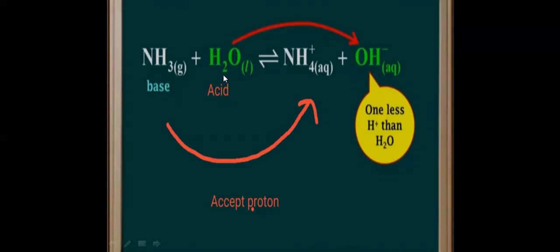And in this case, water transfers, or donates, a proton. You can see this hydroxyl ion has one hydrogen less than water. It means it donates one of its hydrogen ions. So water, as it donates a proton, according to the Lowry and Bronsted concept, is an acid.